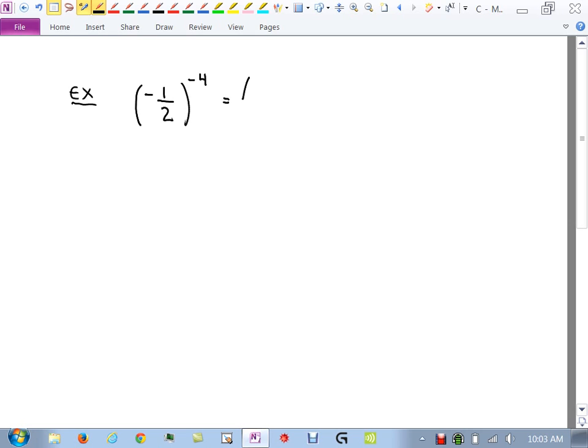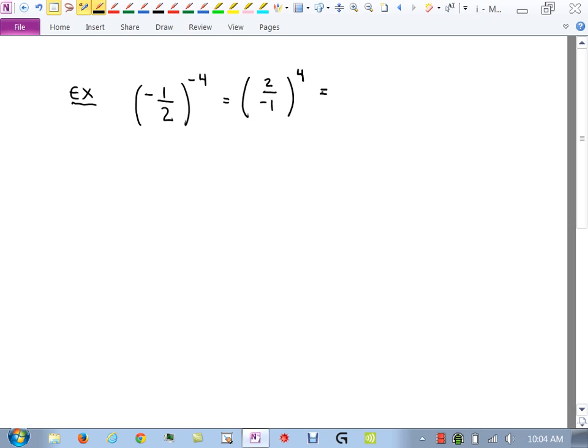When I flip it, what goes on top, what goes on bottom? 2 on top, what on bottom? You want negative 1? So you're going to look at that negative as if it was on the top. Remember, negatives on fractions are either on the top or the bottom or out in front. It's your choice. I'm going to say that negative 1 was on the top. So when I flip it, it becomes 2 over negative 1, and then to the positive 4 power.